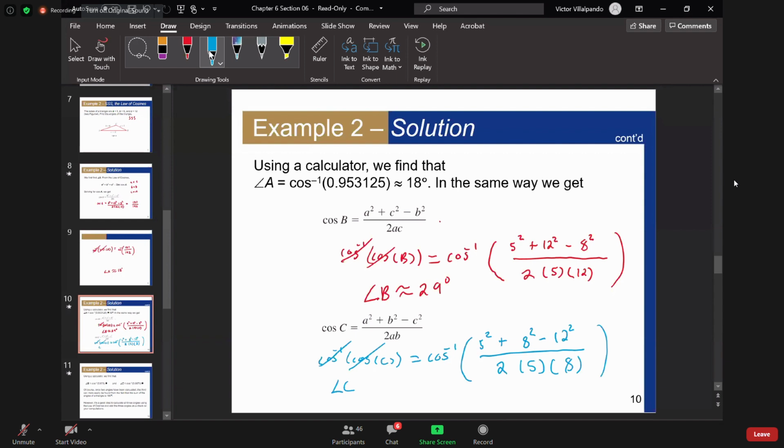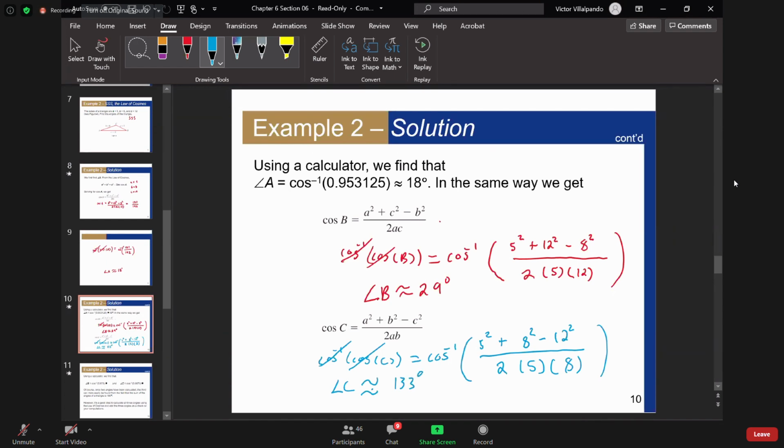Then for angle C, this is going to be approximately, I'll give you some time to plug that in. Looking for something that's greater than 100. It's going to be our largest angle here. 133. Yes, perfect. Awesome. Our largest angle happens to be angle C.